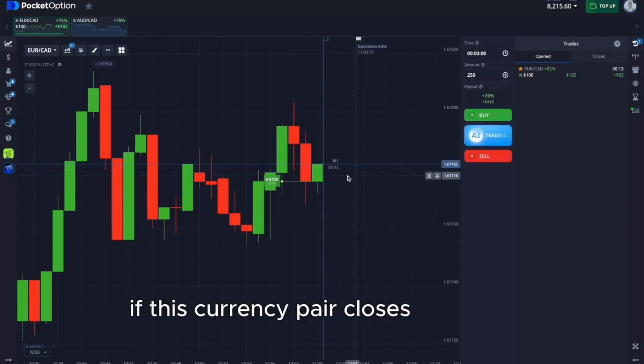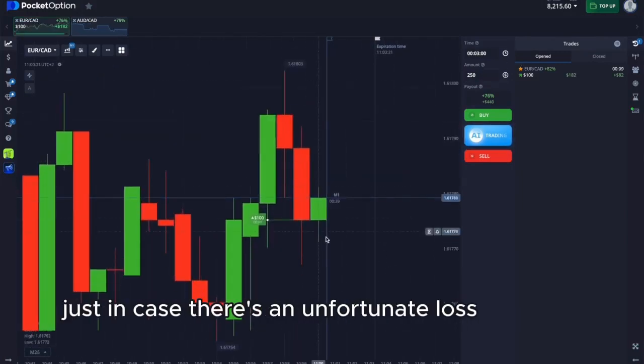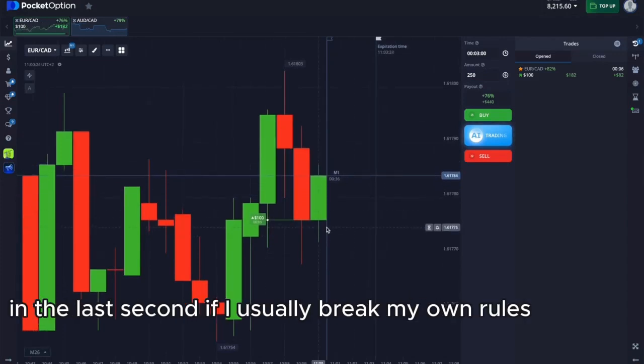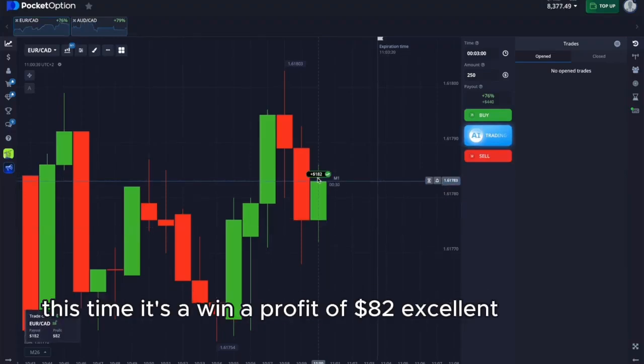If this currency pair closes, we'll look at a new one. I'll take out insurance for 10 seconds, just in case there's an unfortunate loss in the last second. If I usually break my own rules, it's like life teaches me with these sneaky moments. No, this time it's a win, a profit of $82, excellent.